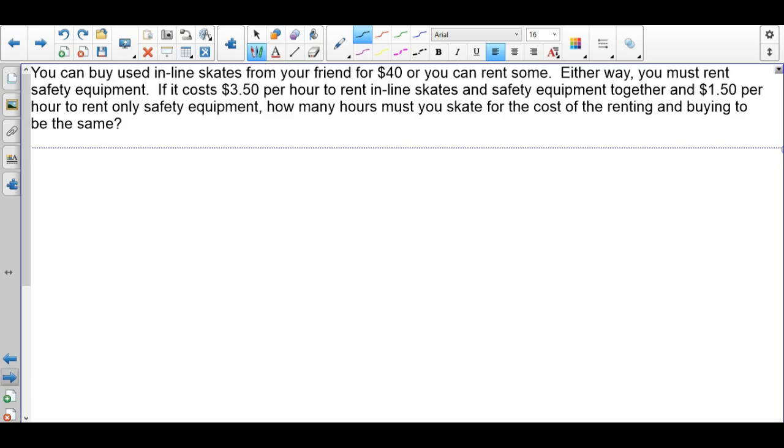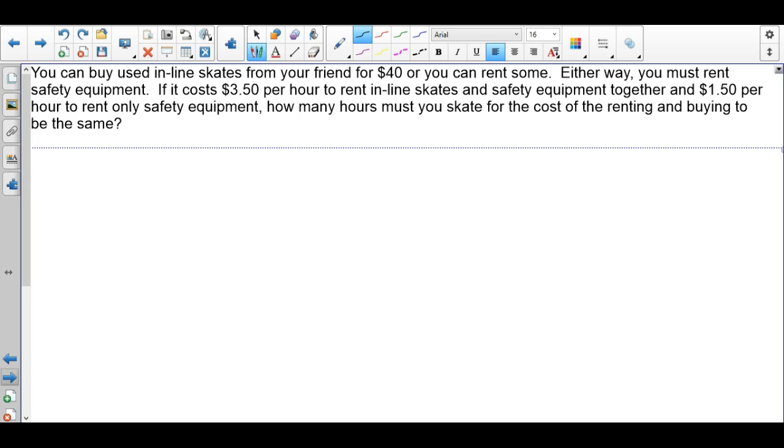You can buy used inline skates from your friend for $40, or you can rent some inline skates. Either way, you must rent safety equipment. If it costs $3.50 per hour to rent inline skates and safety equipment together, and $1.50 per hour to rent only safety equipment, how many hours must you skate for the cost of renting and buying to be the same?